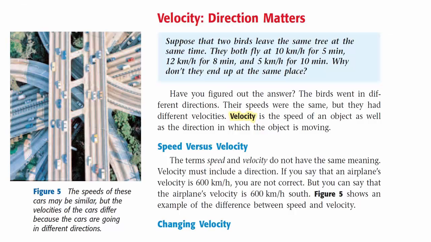Speed versus velocity. The terms speed and velocity do not have the same meaning. Velocity must include a direction. If you say that an airplane's velocity is 600 kilometers per hour, you are not correct. But you can say that the airplane's velocity is 600 kilometers per hour south. Figure 5 shows an example of the difference between speed and velocity.